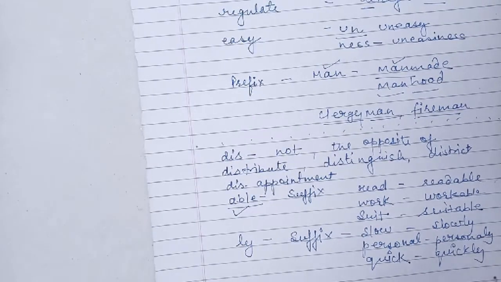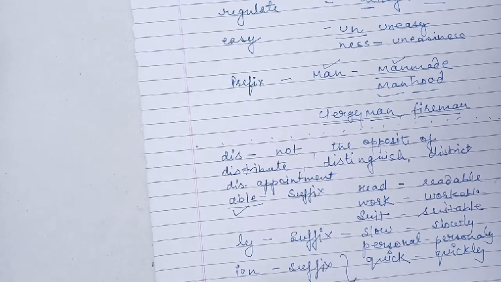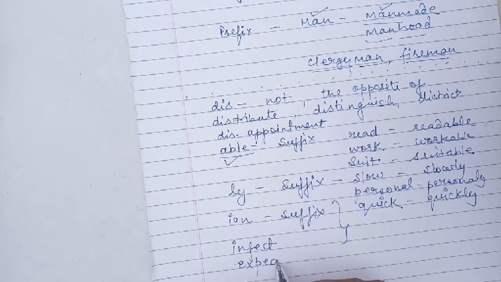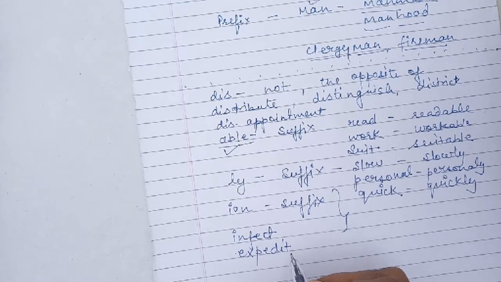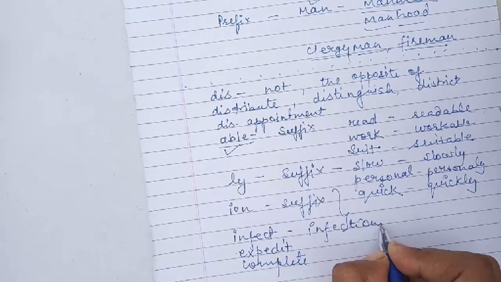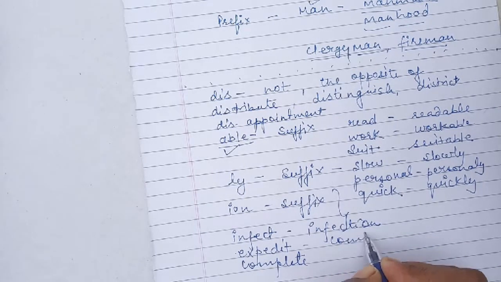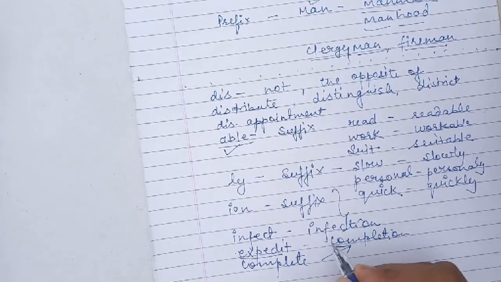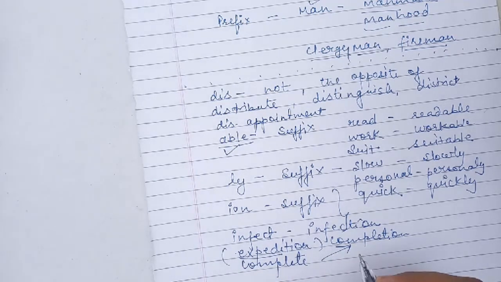Next, the suffix ion, added to verbs like infect, expedite, complete, changes them into nouns like infection, completion, expedition. We can make this word expedition.